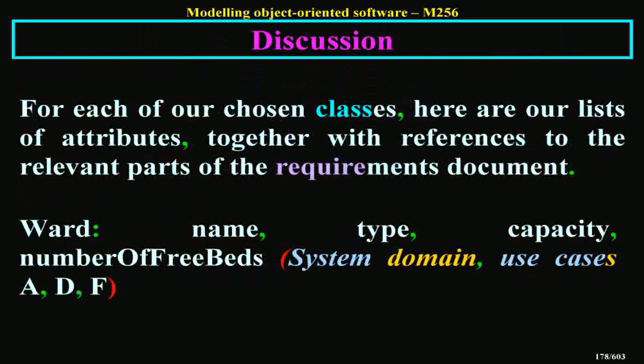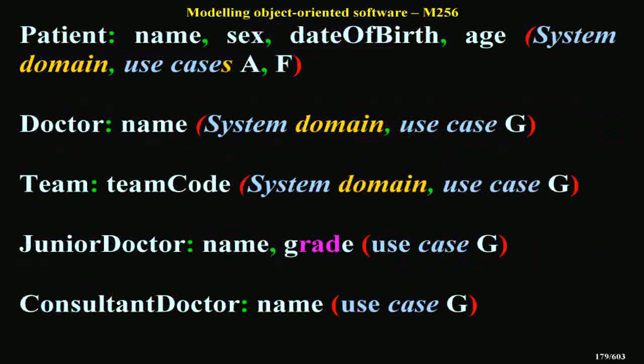Discussion. For each of our chosen classes, here are our lists of attributes, together with references to the relevant parts of the requirements document. Ward. Name, type, capacity, number of free beds, system domain, use cases A, D, F. Patient. Name, sex, date of birth, age, system domain, use cases A, F. Doctor. Name, system domain, use case G. Team. Team code, system domain, use case G. Junior doctor. Name, grade, use case G. Consultant doctor. Name, use case G.